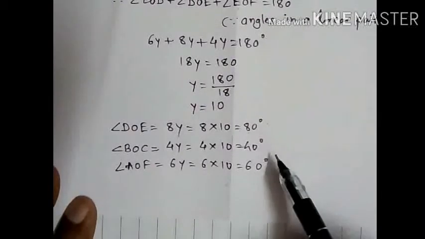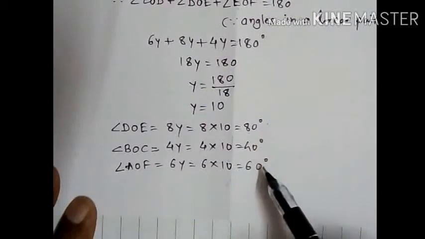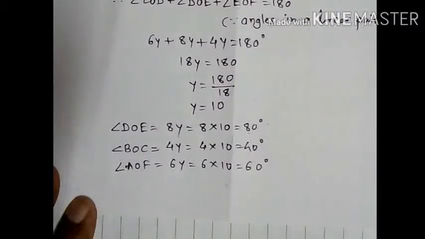Therefore the remaining three angles are 80 degrees, 40 degrees and 60 degrees. In this way we solve this second example.